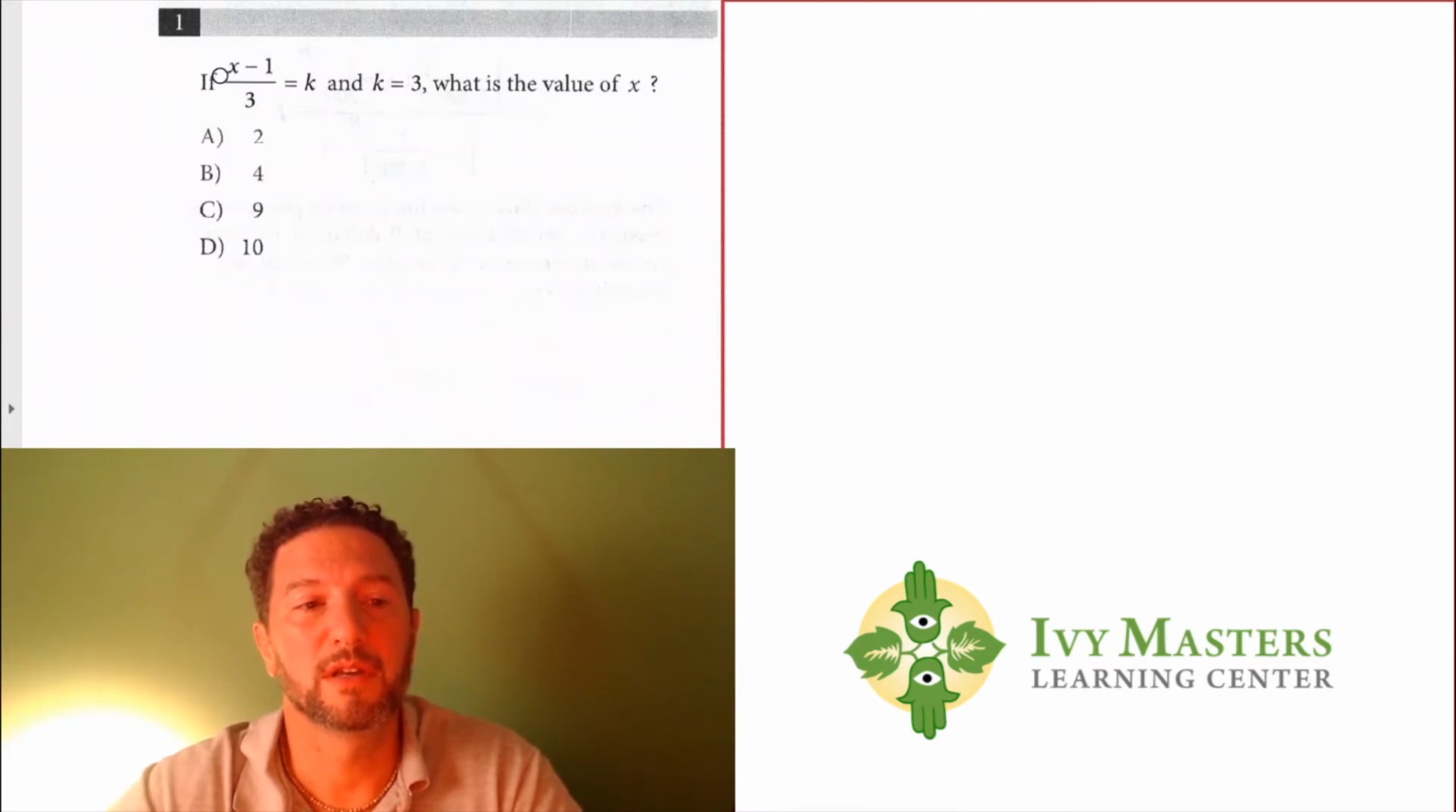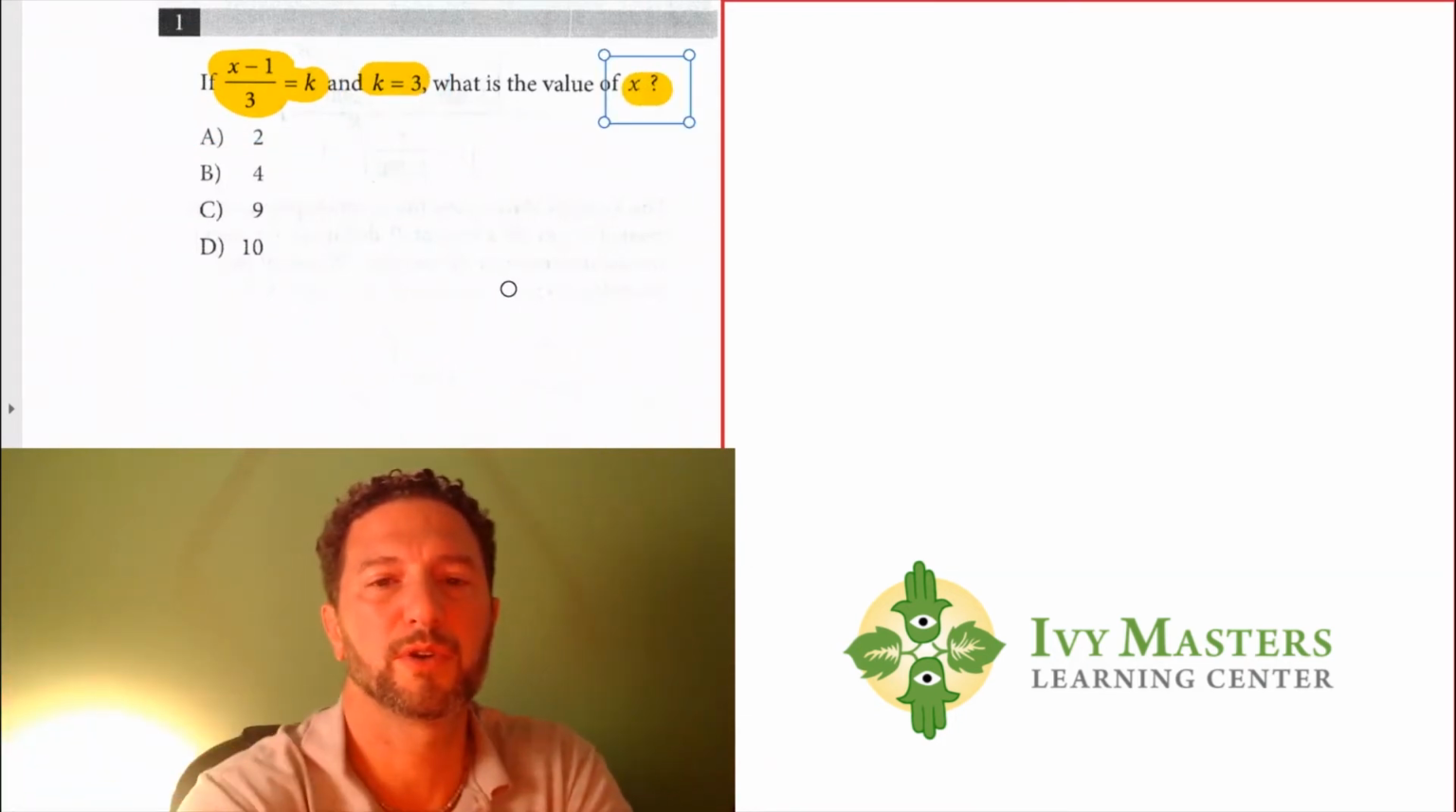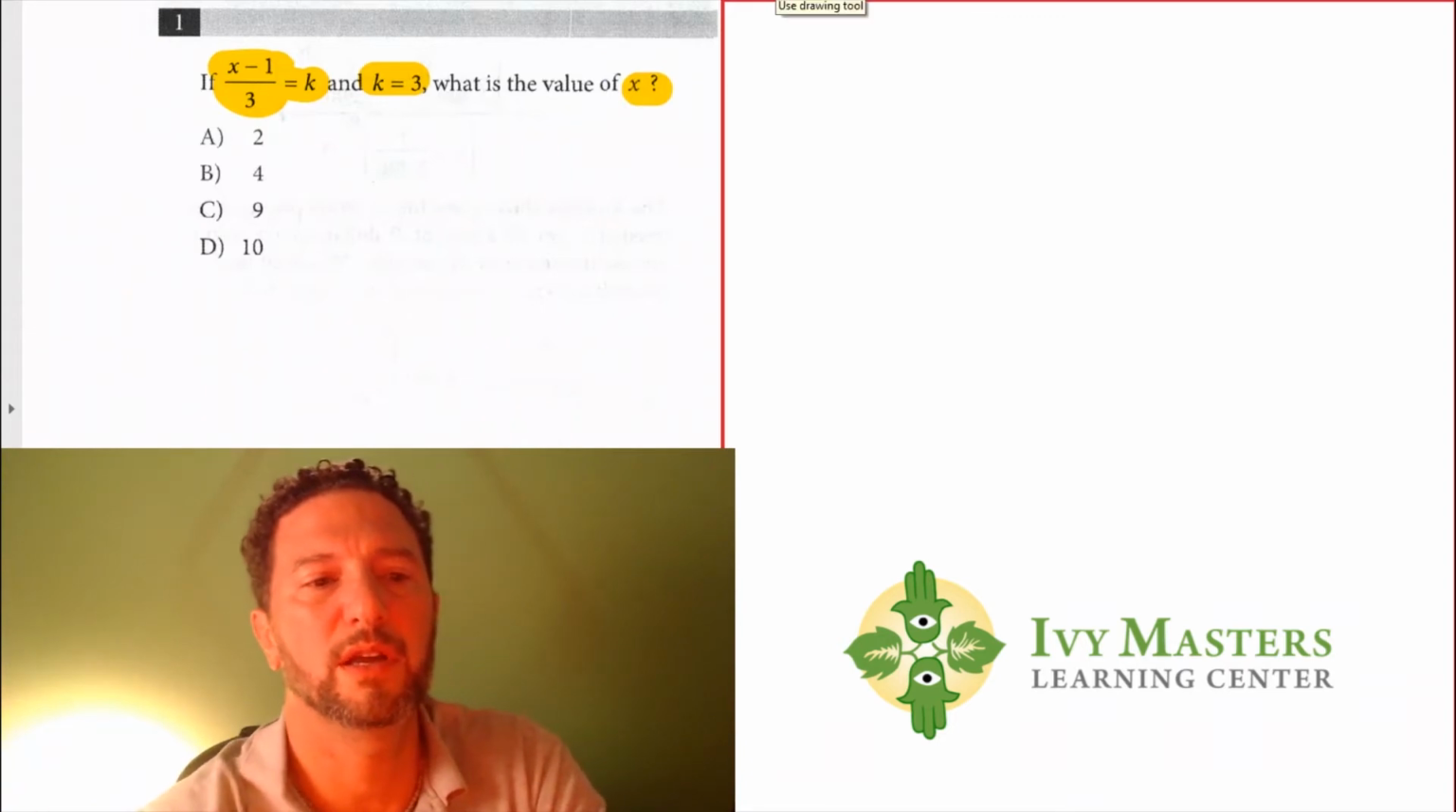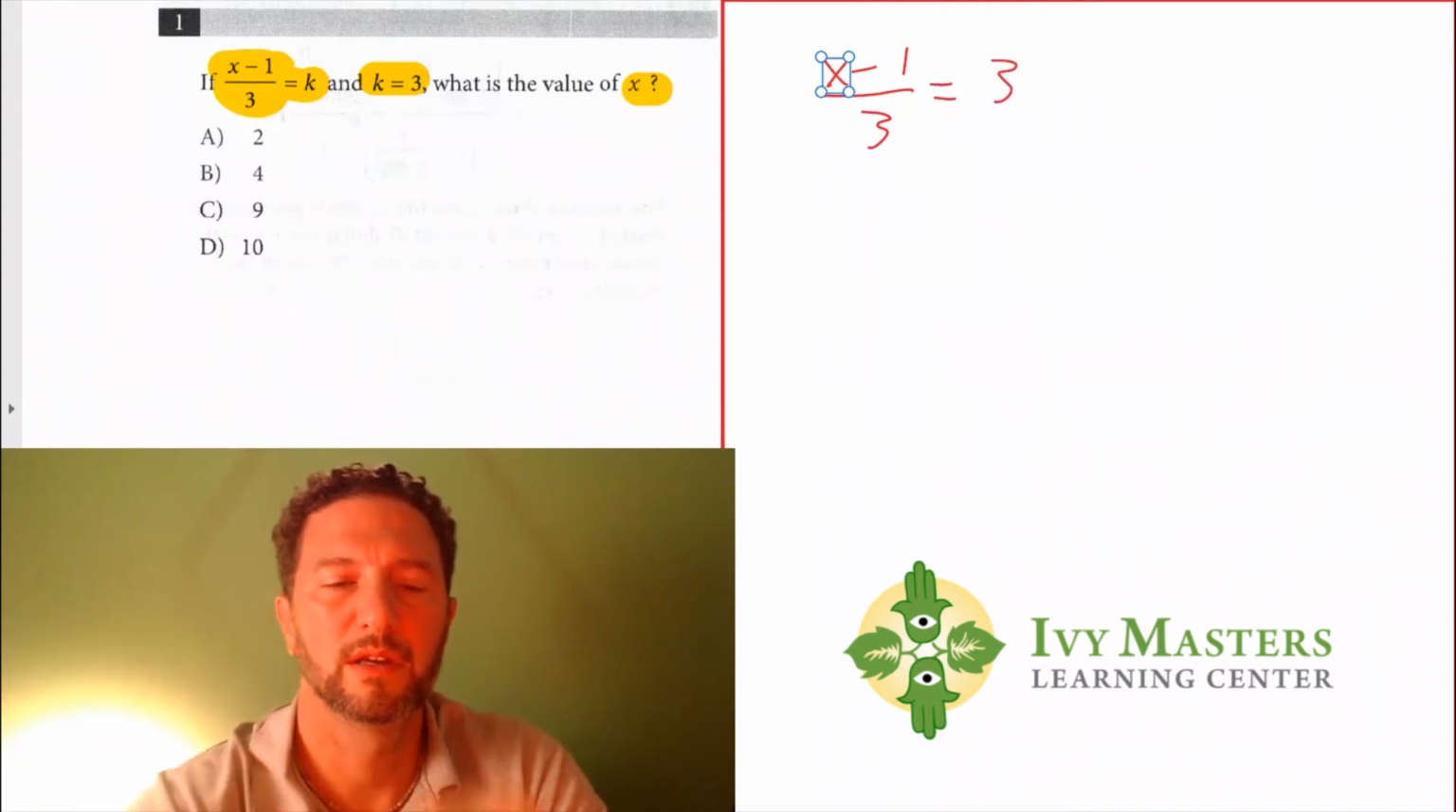Number 1 reads, if (x minus 1) over 3 equals k, and k equals 3, what is the value of x? So what we're first going to do is write this, and fill in for k. So we have (x minus 1) over 3 equals k. If k equals 3, it equals 3.